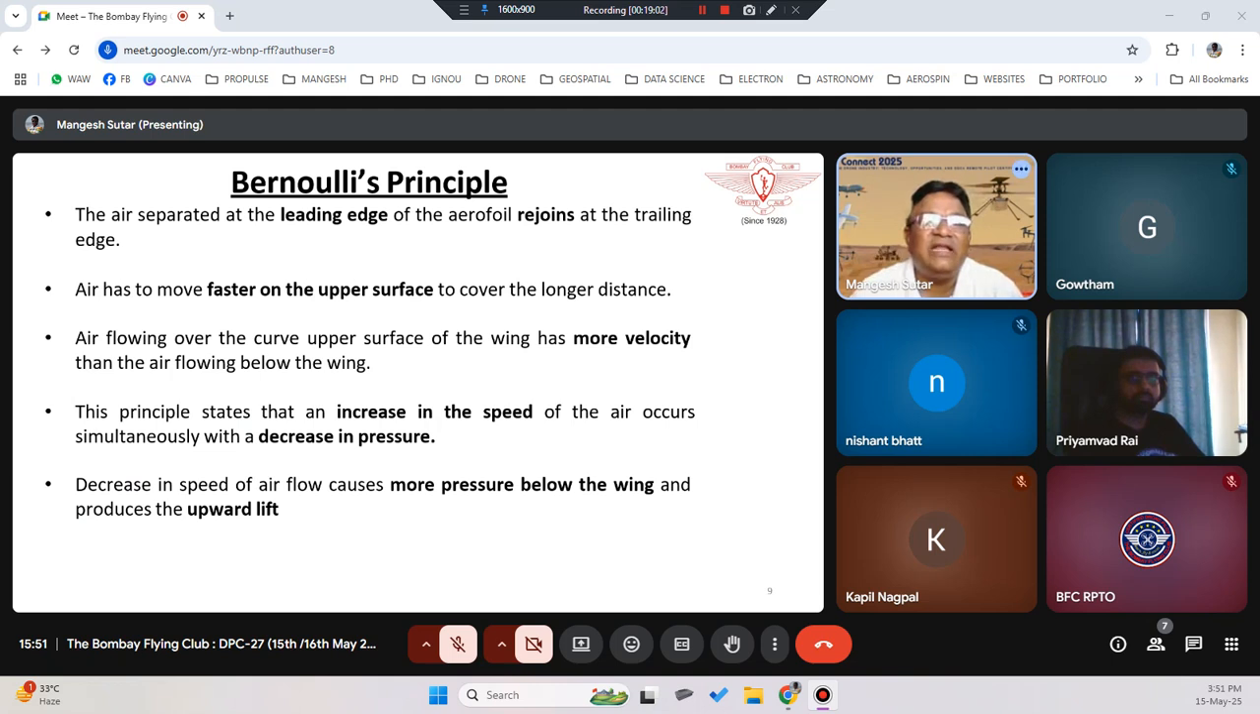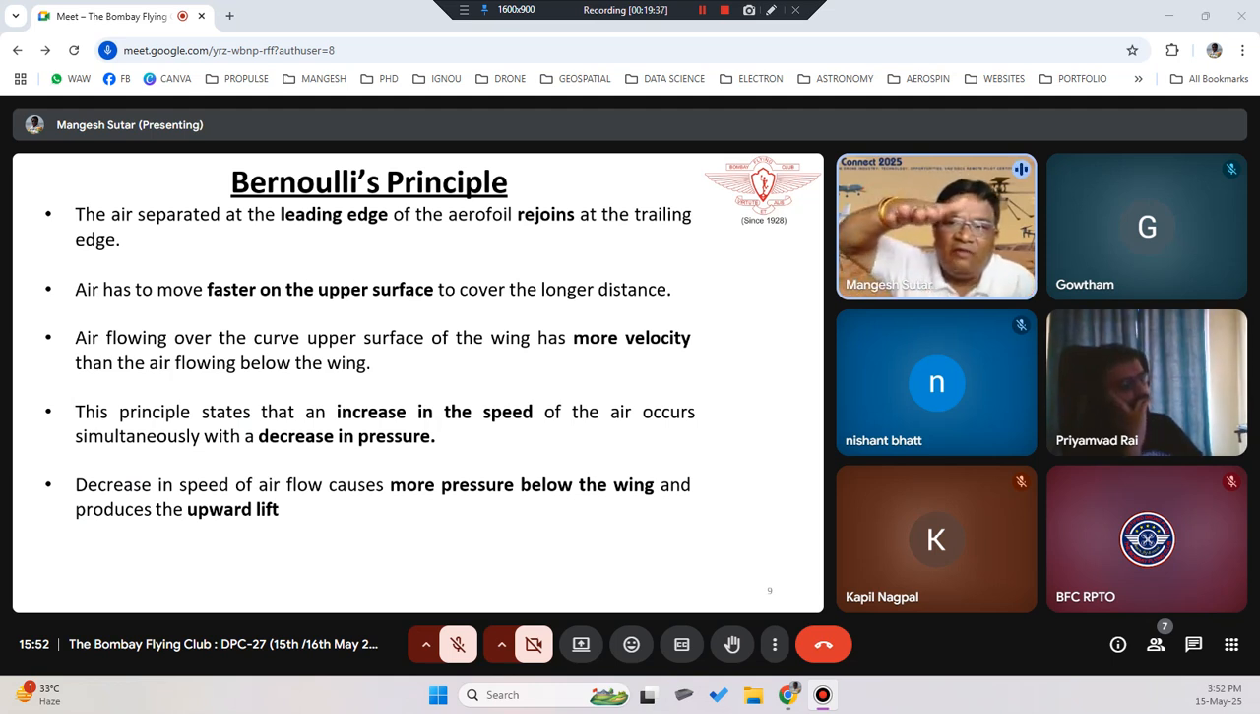Okay, so a decrease in air speed of airflow causes more pressure below the wing and produces the upward lift. Clear on this principle? Your air is flowing at a very high speed above, so there will be a decrease in pressure. Similarly, the air flowing below the surface is slow, so there will be an increase in pressure. The more pressure is created below the wing, automatically the upward lift will be created. So your wing will try to rise up. That is how it will rise up.